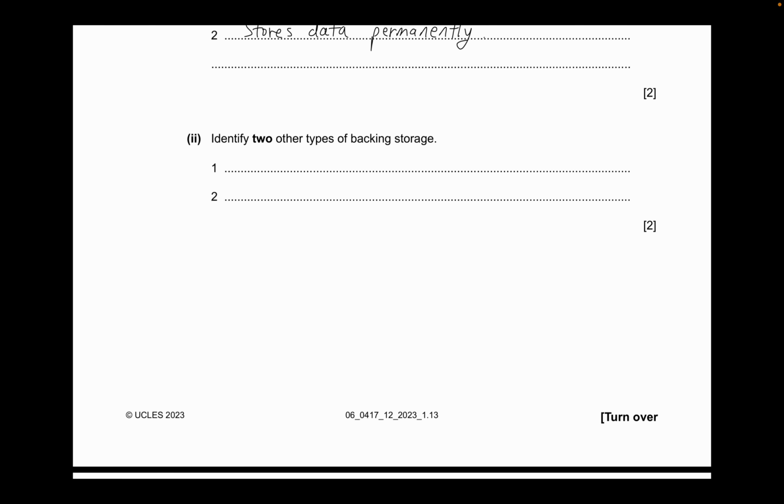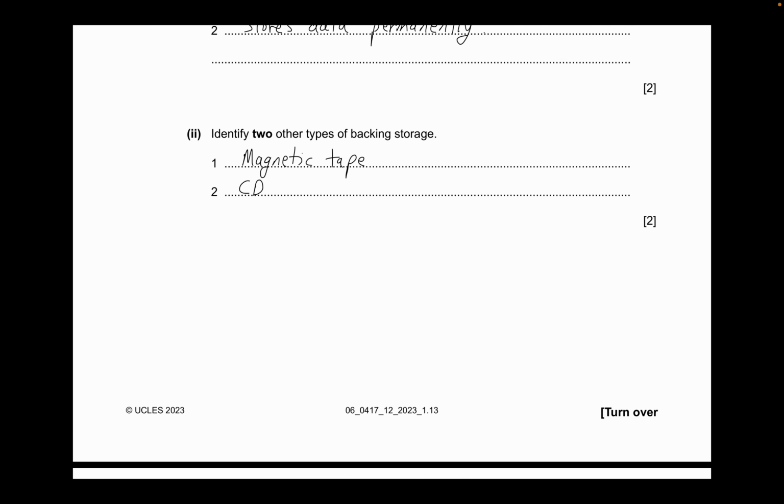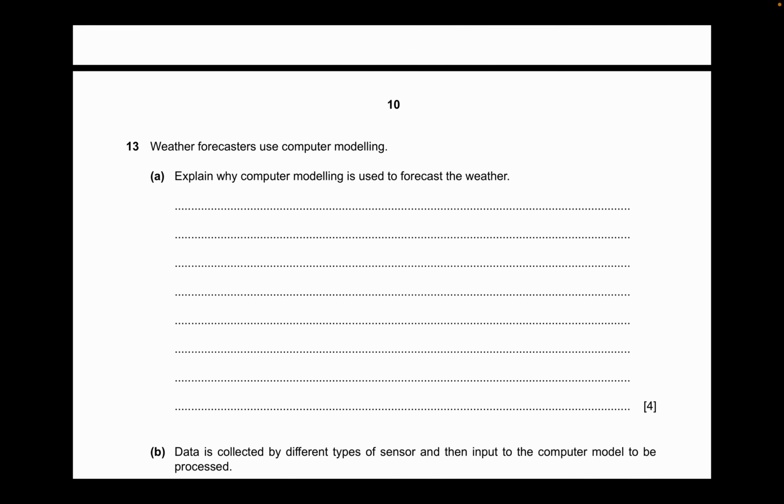Identify 2 other types of backing storage. You can mention magnetic tapes. Magnetic tapes are those classic types of storage. You can also mention CDs, DVDs, DVD RAM, memory cards, pen drives, SSDs, solid state drives, cloud storage and flash memory. These are some other points that you guys can mention. You mentioned DVDs and pen drives and cloud storage and all that. Okay, for 2 marks. Let's move on to the next question.